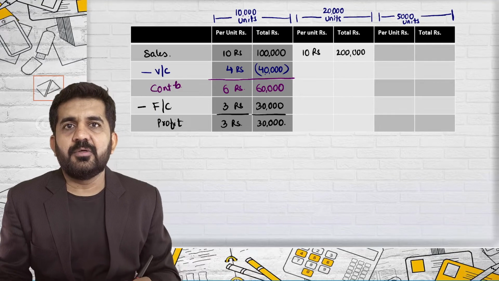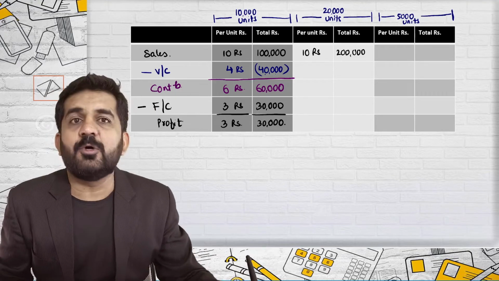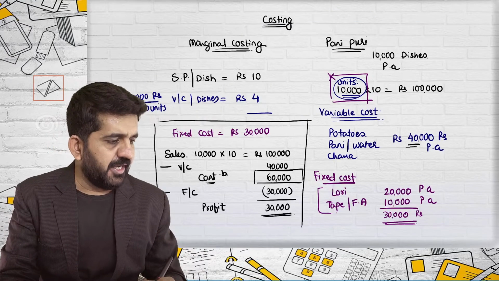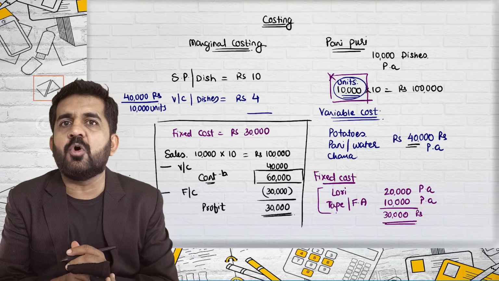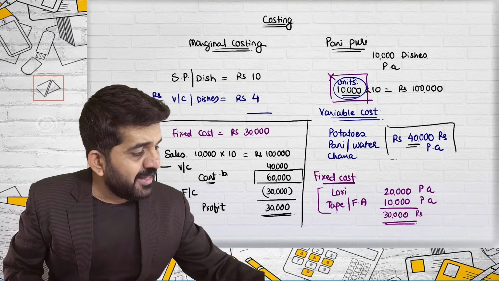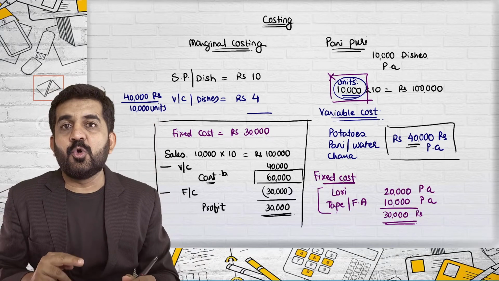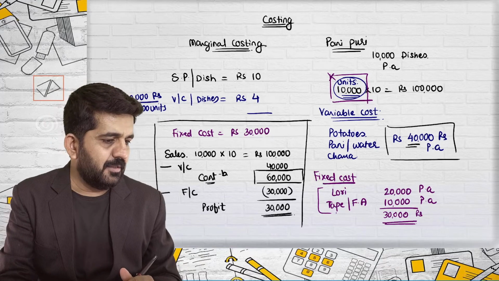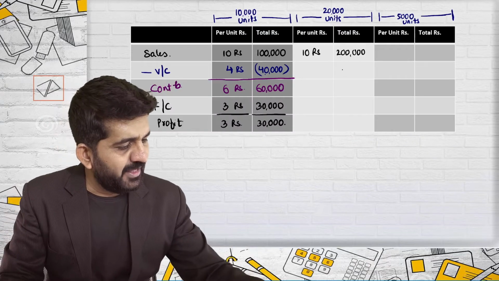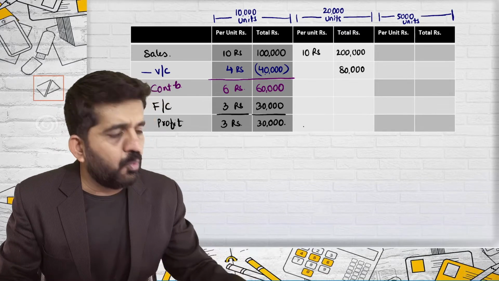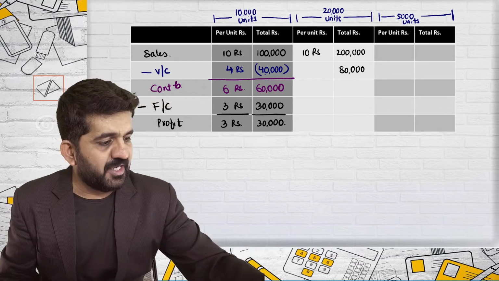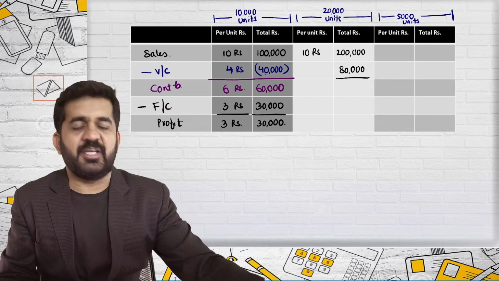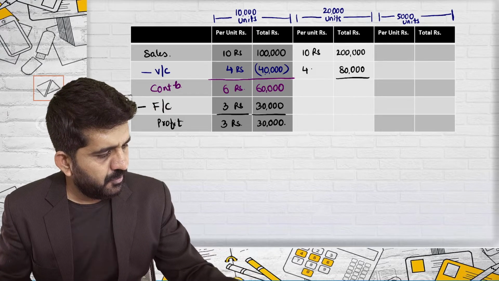Variable cost will remain 40,000 rupees? No. Why will it not remain 40,000 rupees? Concentrate. The 40,000 rupees variable cost we decided was for 10,000 units. So if you want to manufacture 20,000 units, your variable cost will be double. So variable cost will be 80,000 rupees because you want to manufacture double units, that is 20,000 units. Per unit, 80,000 divided by 20,000 is 4 rupees.